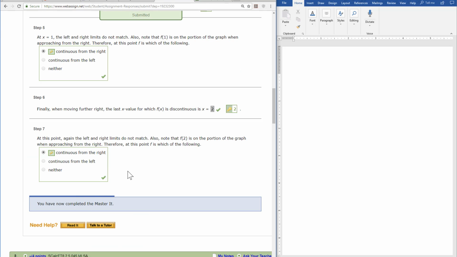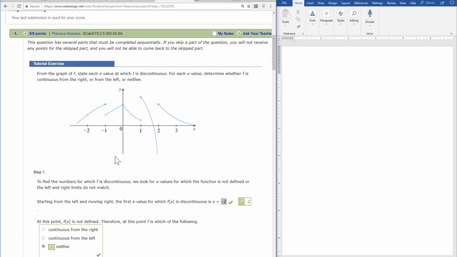All right, there you have it. We have completed it. So when looking for discontinuities and classifying them, you look at what happens from the left and from the right. And if there's a point that it approaches and the actual point is defined, then it's continuous from that side. If there isn't a point where it's defined, whether it be an undefined open circle or going off to -infinity, then your graph is not continuous from that side.